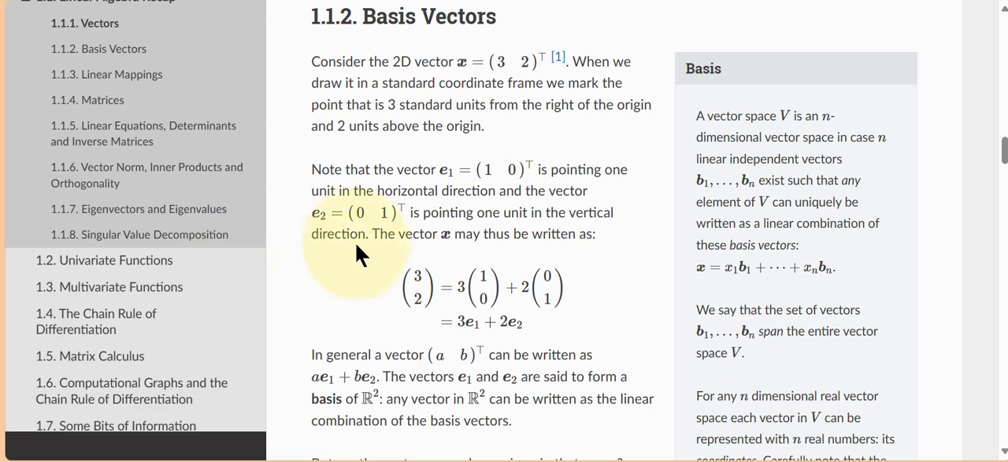We can. So E1 and E2 are called basis vectors for this 2D space. That just means that we can take a combination of them, which is called a linear combination. That is, we can take the first one times something plus the second one times something else and get to here. So these two, E1 and E2, are called a set of basis vectors for 2 dimensions, or for R2.